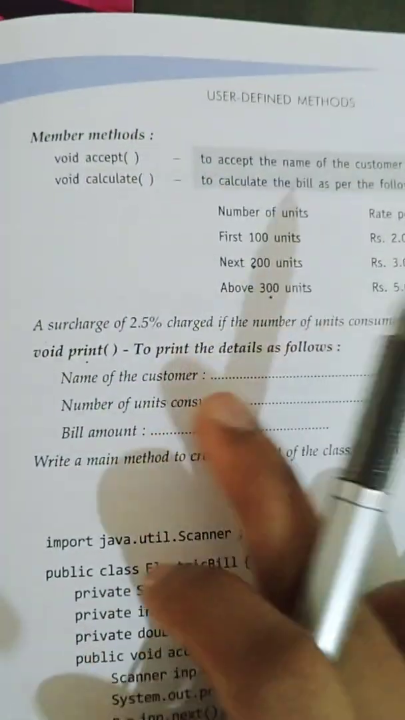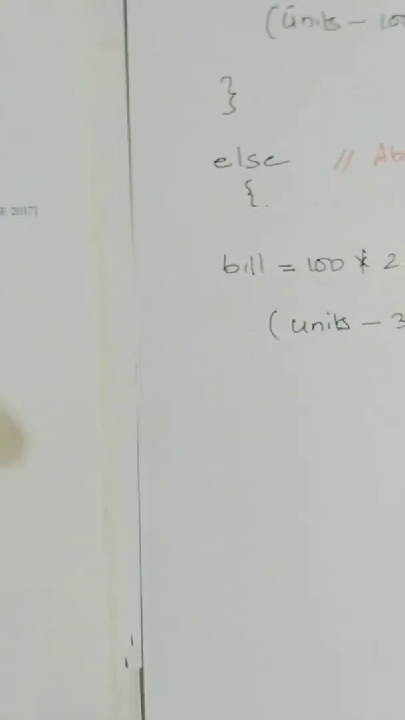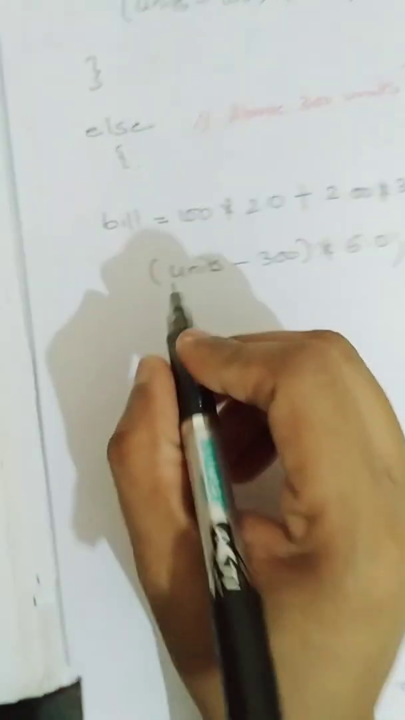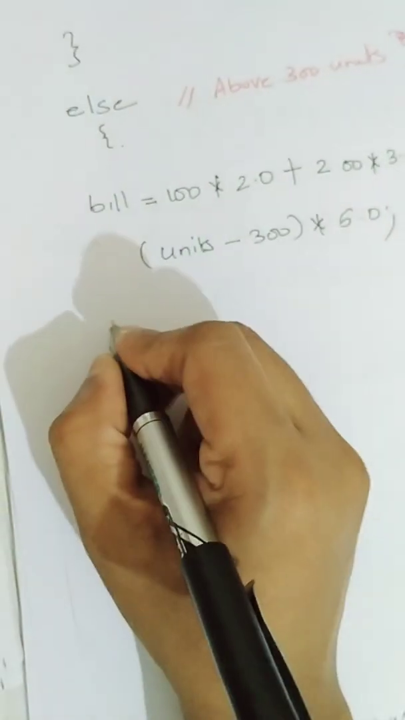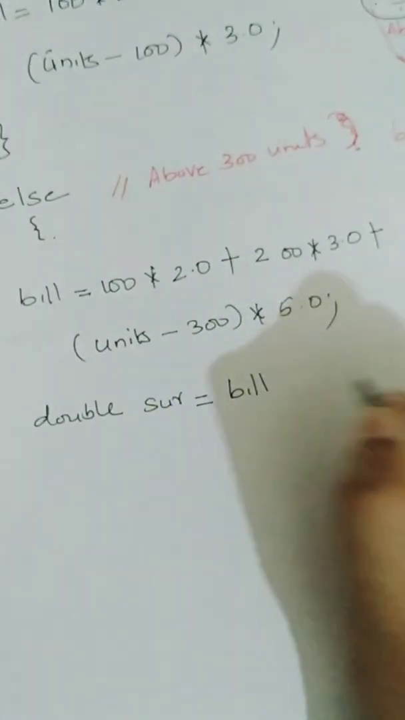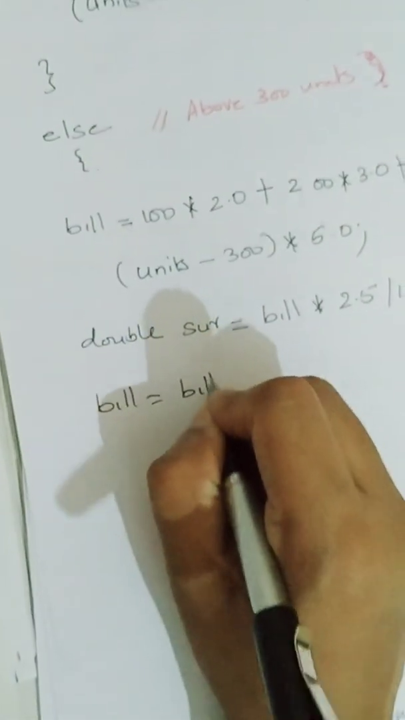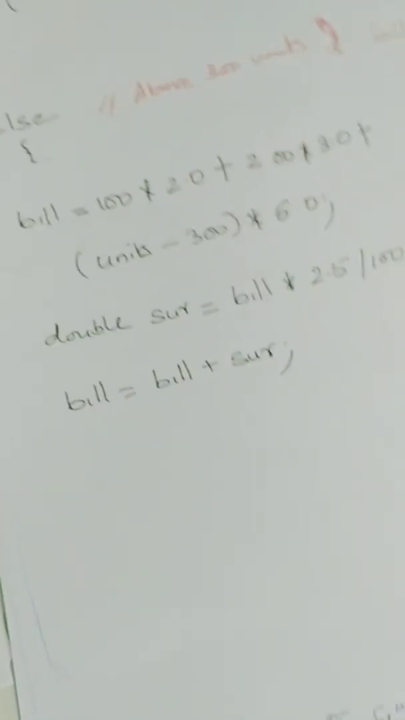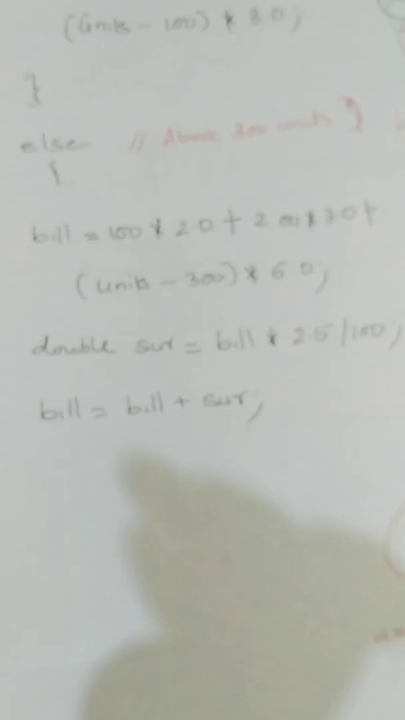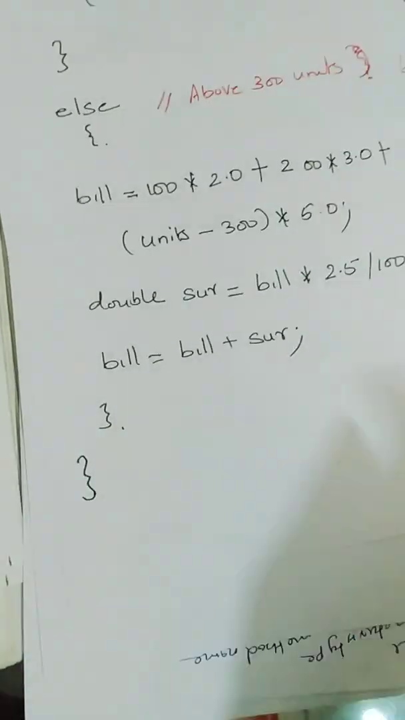And one more point to be remembered. There is an extra point. A surcharge of 2.5% is charged if the number of units consumed is above 100. So there will be an extra charge also, 2.5% charge also. For that, what you have to do, I am declaring a surcharge variable, double sur, which is equal to bill into 2.5 divided by 100, and so your bill will be bill is equal to bill plus sur, extra amount. Okay, bill is equal to bill plus sur. So else method is closed and your calculate method is finished now.